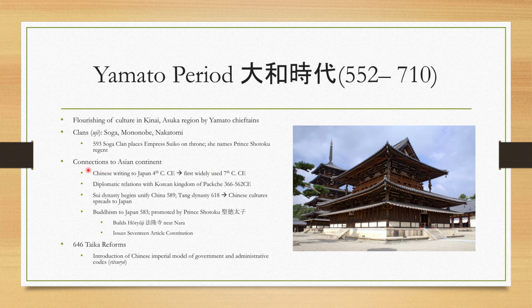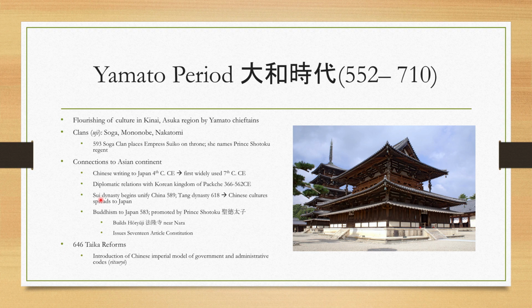But during this time, there are many connections that Japan and the Yamato rulers maintained with China and Korea. For instance, the introduction of Chinese writing to Japan, which had occurred actually much earlier, but was first widely used during this period. And Yamato rulers also had diplomatic relations with the Korean kingdom of Paekche, as I mentioned. And this lasted from about 366 to 562 CE.